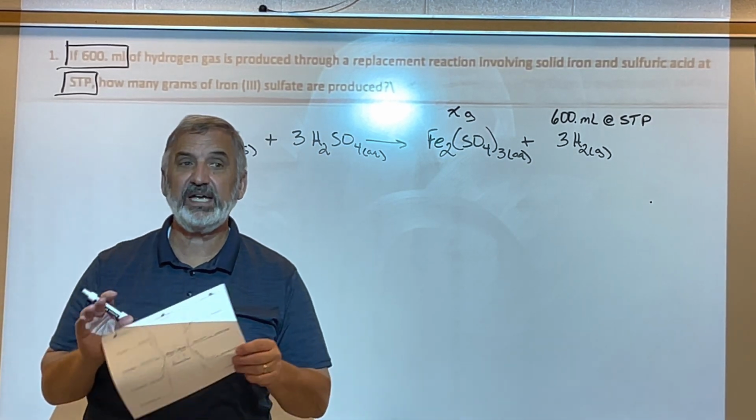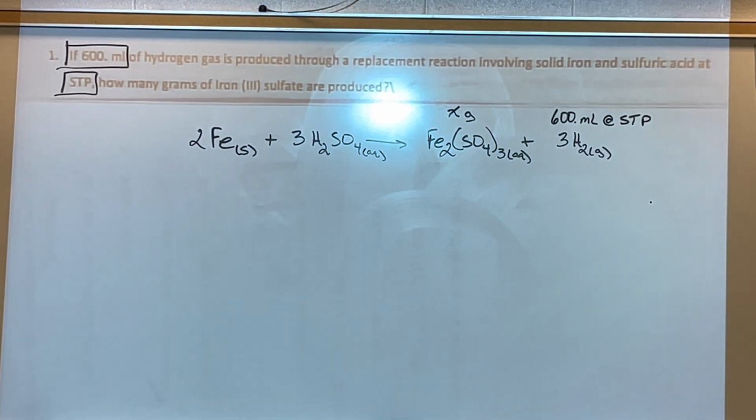Again, if we take out our stoichiometry roadmap, I'm given a volume of a gas at STP. The first step is always to convert to moles. When you have volume of a gas at STP, we're going to use 22.4 as the conversion factor. Then I go to moles of unknown, in this case moles of Fe2(SO4)3. Then I need to go to grams. How do I go moles to grams? What do I use as my conversion factor? Molar mass, always.